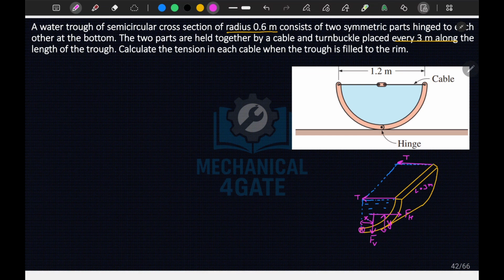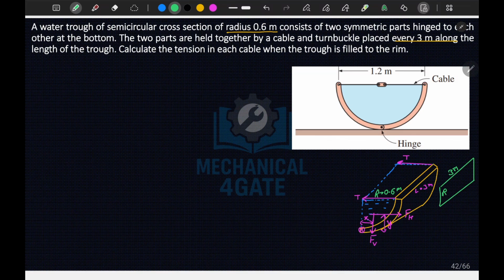So what I can say is that the horizontal projection of this surface will be in the form of a rectangle. I hope you understood this point. It should be something like this, in the shape of a rectangle only. So this dimension will be 3 meter, and this dimension will be equal to R, and this R is equal to 0.6 meter. It is mentioned the radius is 0.6 meter.